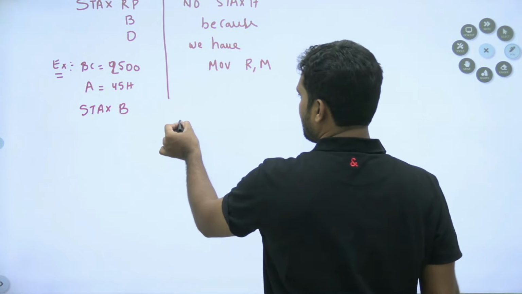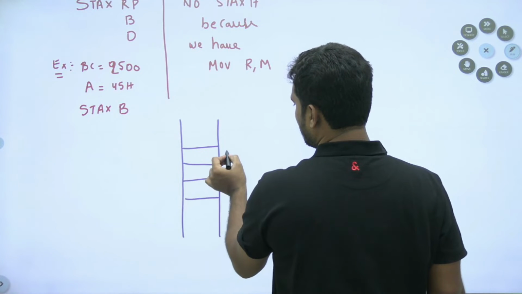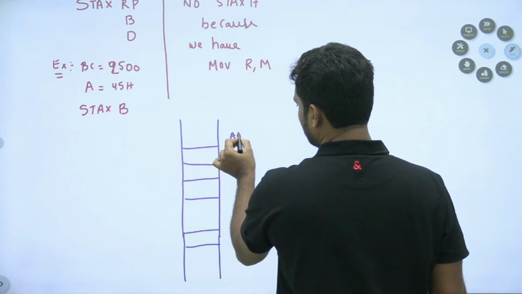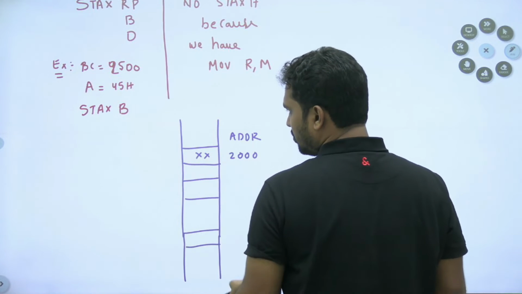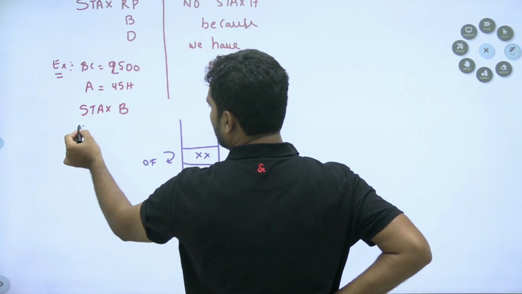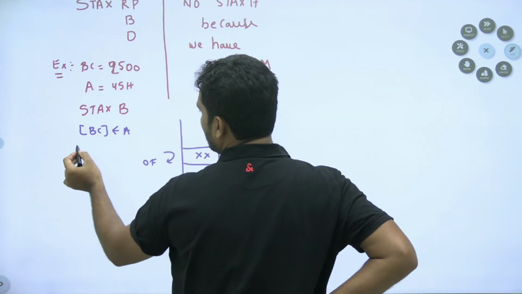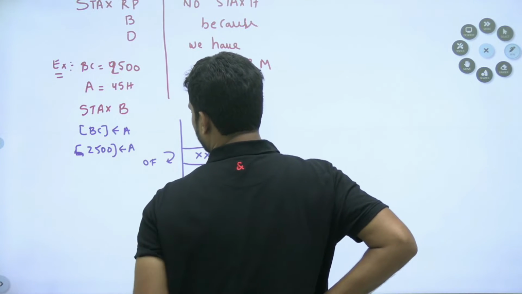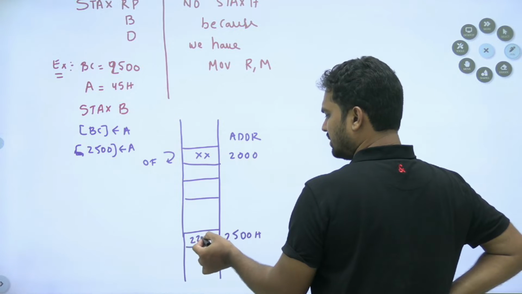Now what happens? Say this is my address, say some 2000. Here I have this store instruction opcode. Then the computer will read and understand that it should copy the content of accumulator to the memory pointed by the BC register pair. The memory pointed by the BC register pair is 2500. So it will go to 2500 and copy the content of accumulator. Here some number, 22, is there, randomly taken.